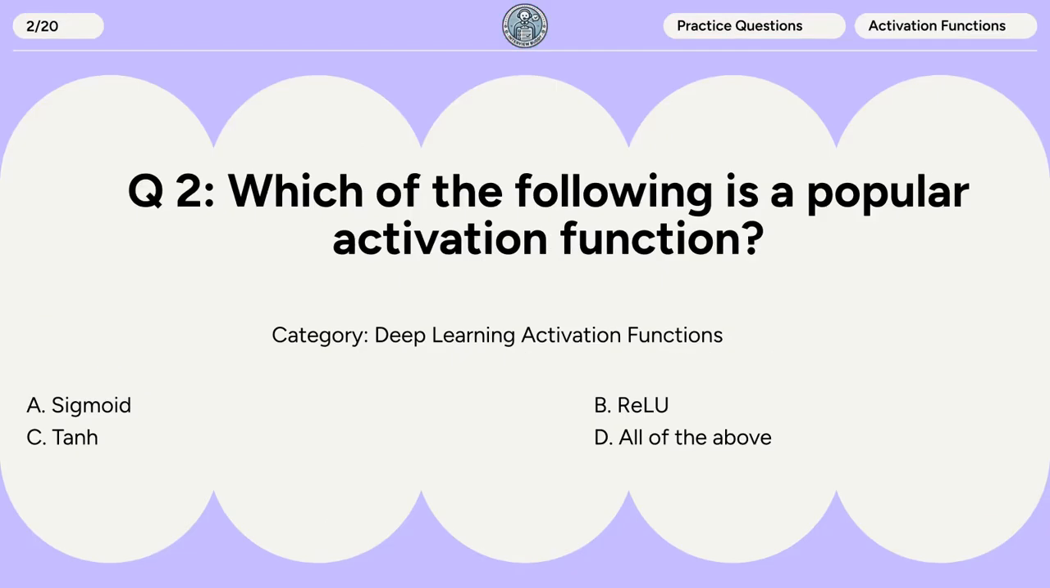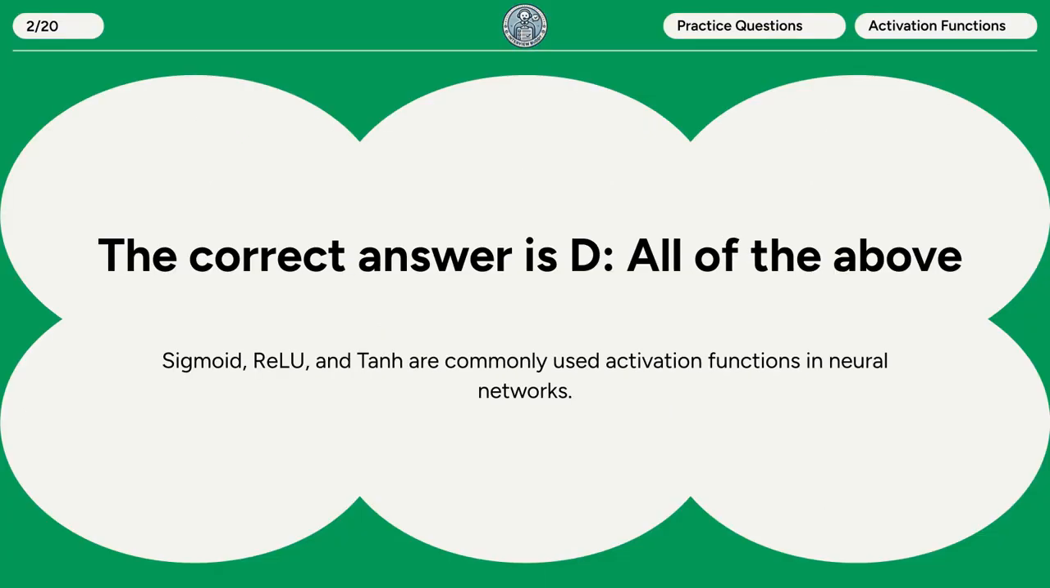Question 2. Which of the following is a popular activation function? A. Sigmoid. B. ReLU. C. tanh. D. All of the above. The correct answer is D. All of the above. Sigmoid, ReLU, and tanh are commonly used activation functions in neural networks.